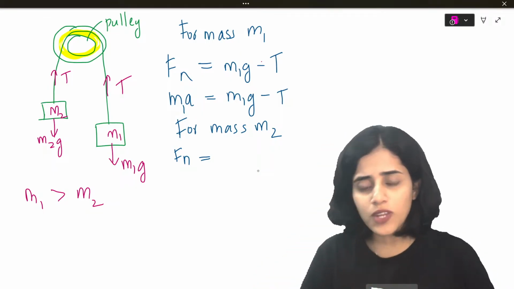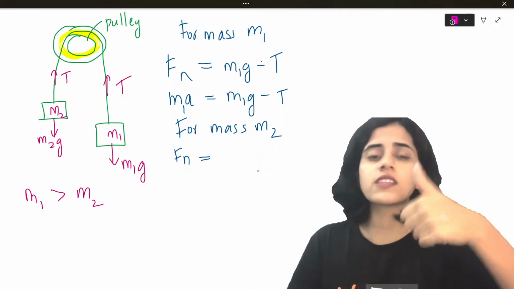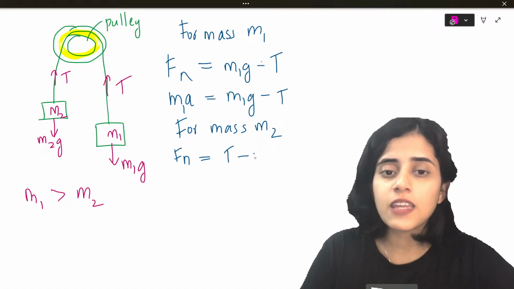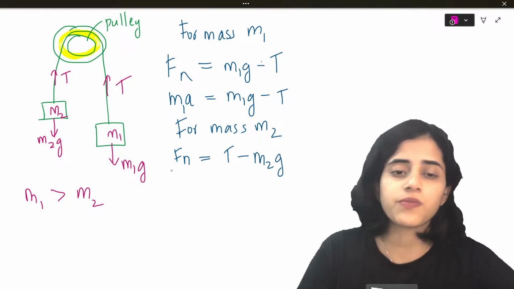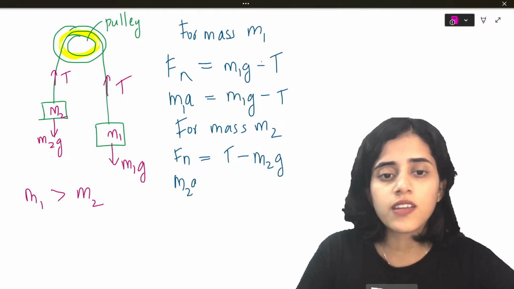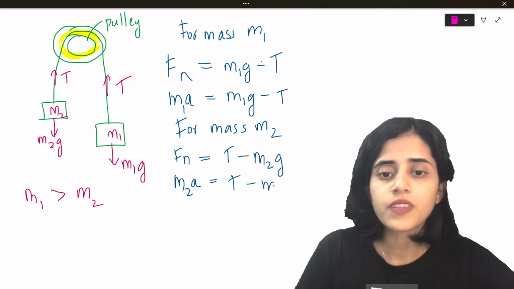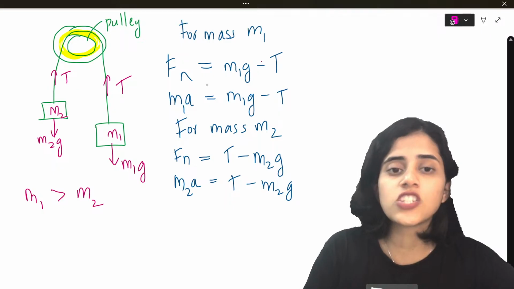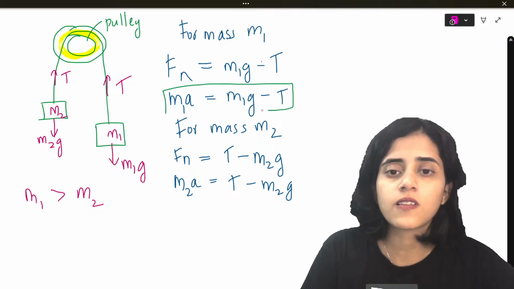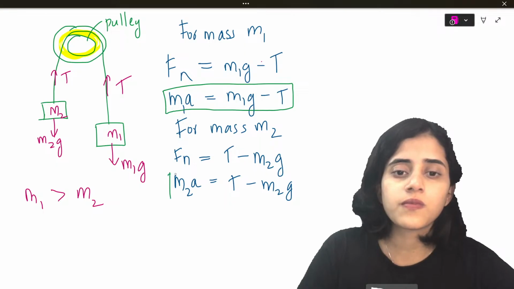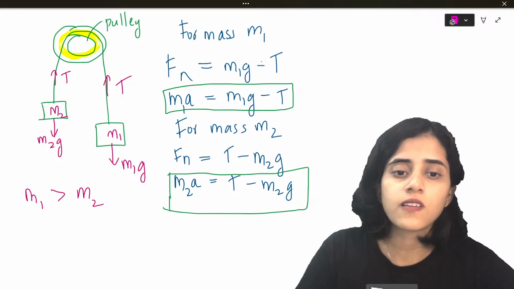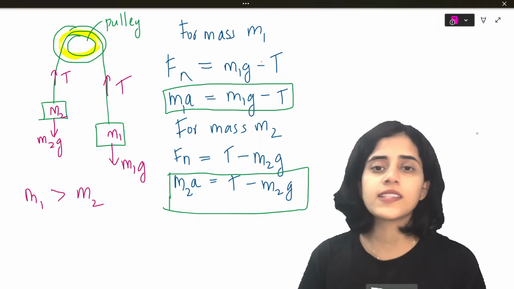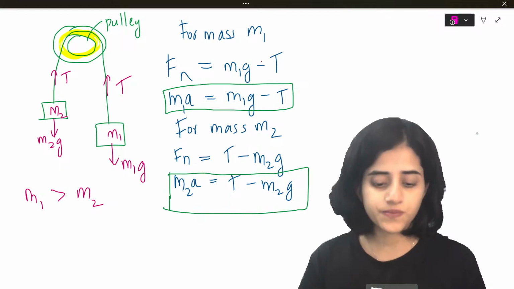Yes, M1 is going down, M2 is going up. So which is the force in the upward direction? Tension. So tension should come first. T minus M2G. Now again Newton's second law, M2A is equal to T minus M2G. So these are the two main equations, the initial equations. M1A is equal to M1G minus T. M2A is equal to T minus M2G.